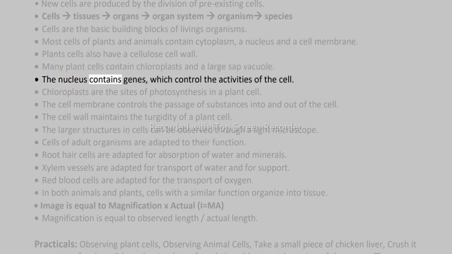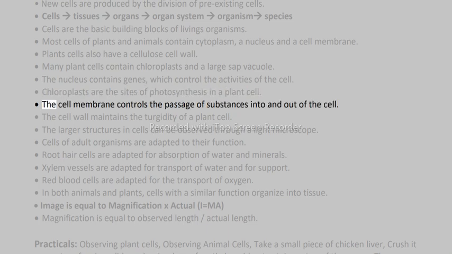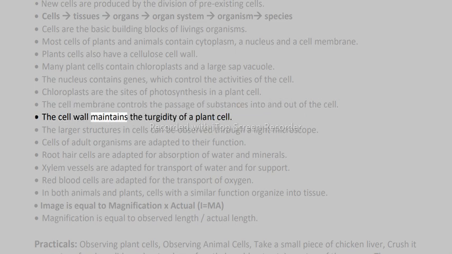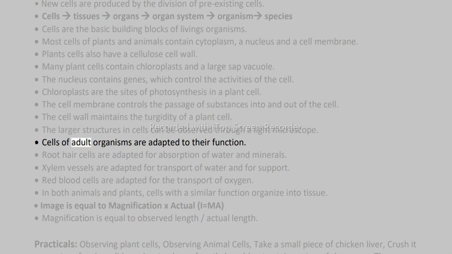The nucleus contains genes, which control the activities of the cell. Chloroplasts are the sites of photosynthesis in a plant cell. The cell membrane controls the passage of substances into and out of the cell. The cell wall maintains the turgidity of a plant cell. The larger structures in cells can be observed through a light microscope.